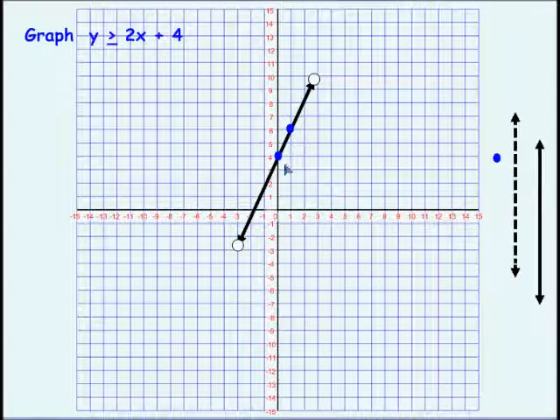So we've done our boundary line. We have our points like we always have had. We have our boundary line. Last step, we need to figure out which side of the line we are going to shade. Again, let's put 0, 0 in here.